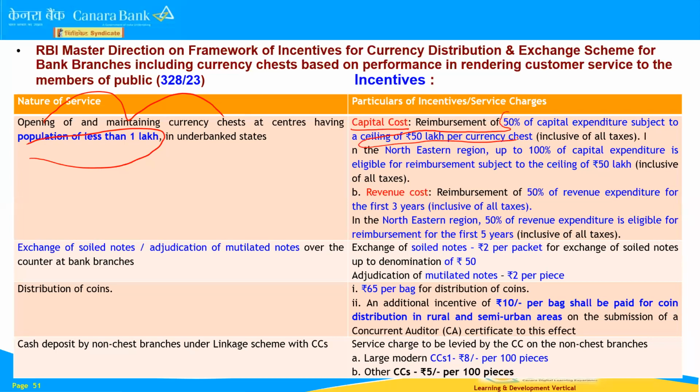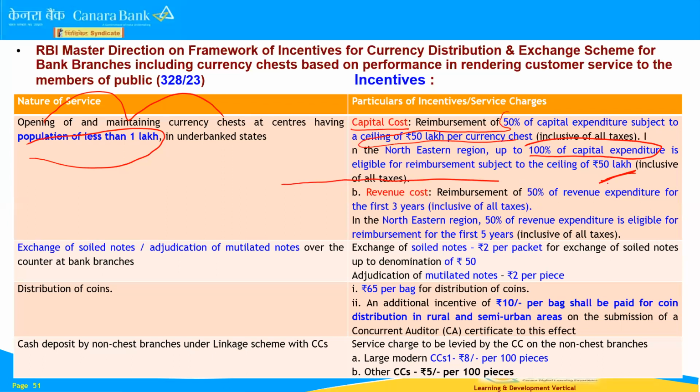In the Northeast, if you are putting up a chest in less than 1 lakh population, 100% RBI will give, but the maximum is 50 lakhs. That is important. That means if your bank is constructing a currency chest in less than 1 lakh population, and the amount is 50 lakhs, if it is Northeast, the entire 50 lakhs RBI will give. In other places, even if you invested 50 lakhs, RBI will give you 25 lakhs. That is the difference.